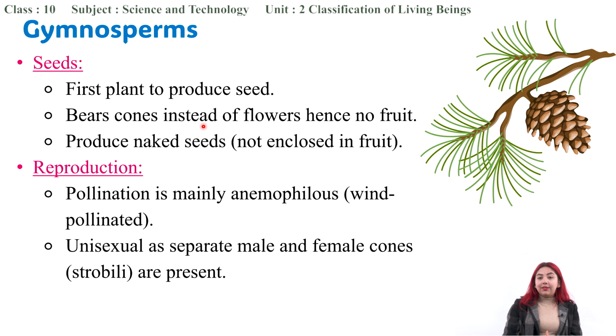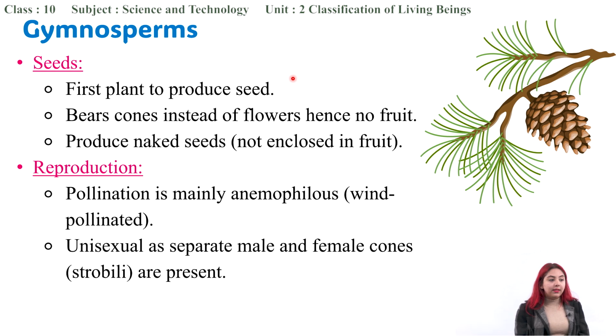Now, another characteristic is seed. Gymnosperms are the first plants in the plant kingdom to produce seeds. But even though they produce seeds, they do not possess any fruit, and instead of fruit they bear cones, and those cones are present instead of flowers.